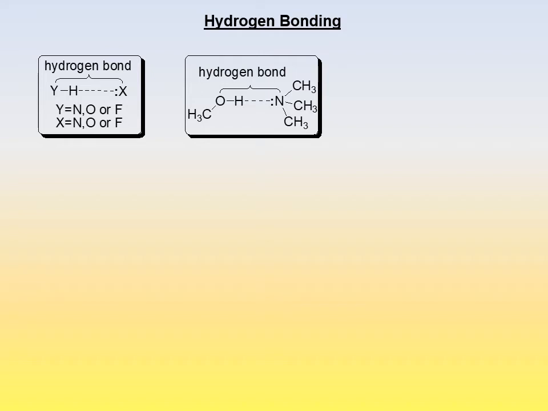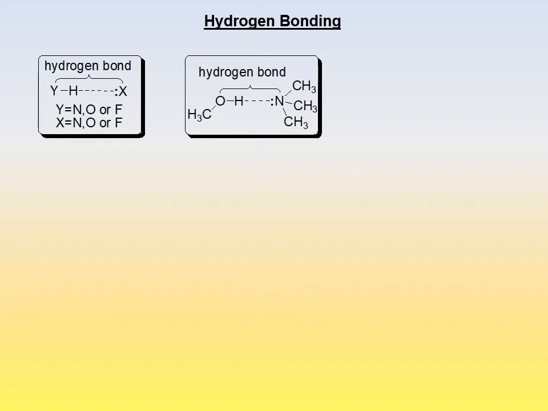This is very strong interaction, and because of that we call it a bond. It's not really a bond. It's not a chemical bond, but because of its strength we refer to it as hydrogen bond. Typical hydrogen bond is about 100 times stronger compared to a typical dipole-dipole interaction.